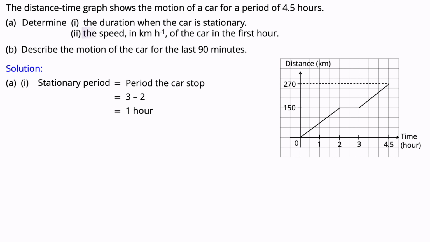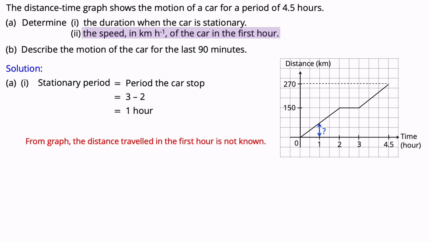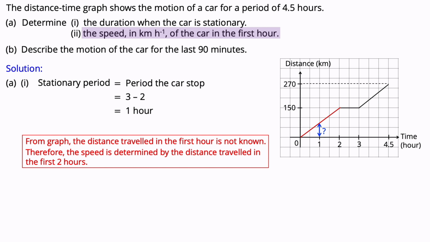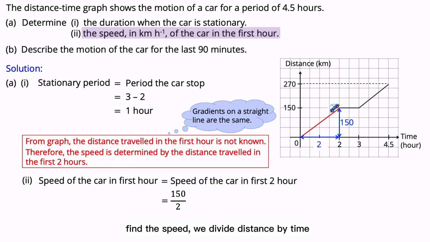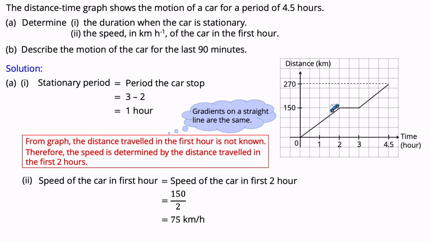Next, determine the speed in kilometers per hour of the car in the first hour. From the graph, the distance traveled in the first hour is not known. Therefore, the speed is determined by the distance traveled in the first 2 hours. Gradients on a straight line are the same. Speed of the car in the first hour equals speed of the car in the first 2 hours. We can see the change in distance is 150 kilometers and the change in time is 2 hours. Find the speed. We divide distance by time. 150 divided by 2, we have a speed of 75 kilometers per hour.